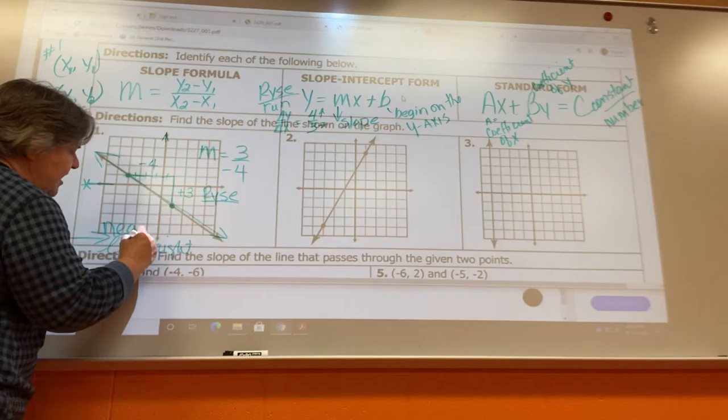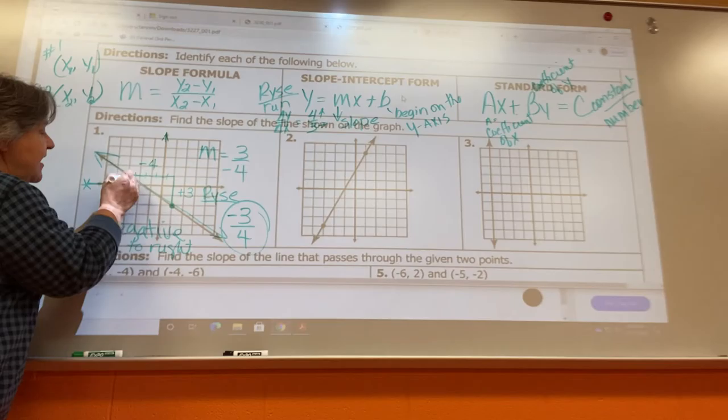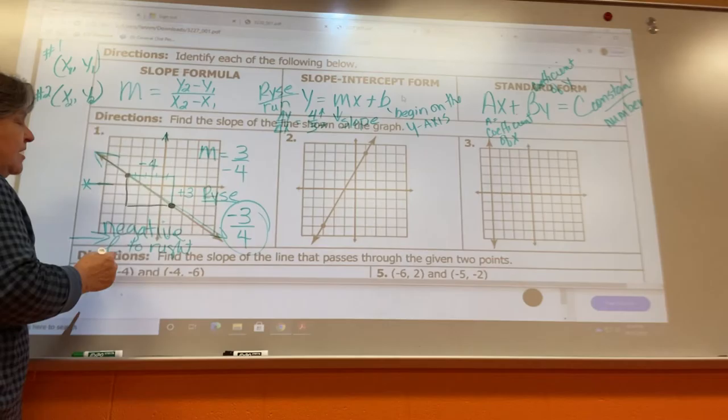Okay, so those are the three things that you're supposed to know. The three formulas: the slope formula is m equals y sub 2 minus y sub 1 over x sub 2 minus x sub 1. Your slope-intercept is y equals mx plus b. And then your standard form is ax plus by equals c.